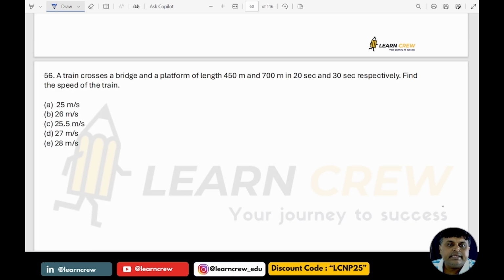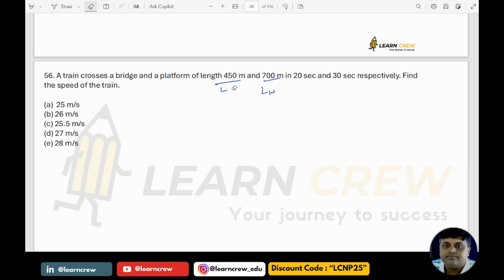Next, a train crosses a bridge and a platform of length 450 meter and 700 meter in 20 seconds and 30 seconds respectively. Find the speed of the train. This is L1, this is L1 plus 700. The train crosses a bridge and a platform of length 450 meter and 700 meter. This is L1 plus L2.